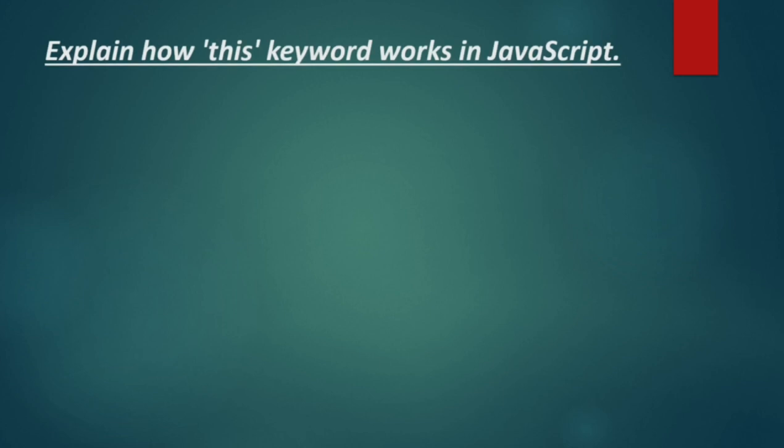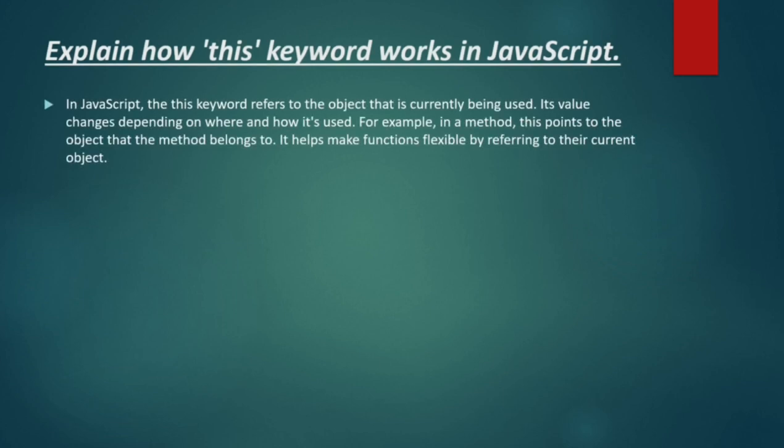Explain how the this keyword works in JavaScript. In JavaScript, the this keyword refers to the object that is currently being used, so its value changes depending on where and how it's used. For example, in a method, this points to the object that the method belongs to, so it helps make functions flexible by referring to their current object. Now let's move to the next question.